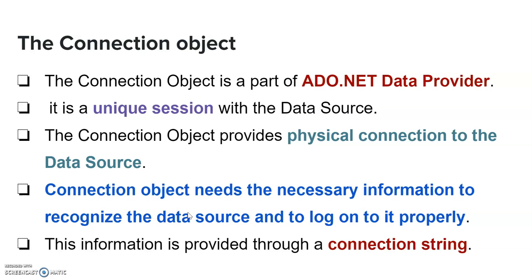Now which are the different operations we can perform? We can insert some data into the database, we can delete some content, we can update some content. So these are some functionalities we can perform with this connection object.